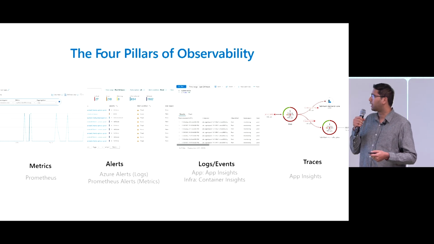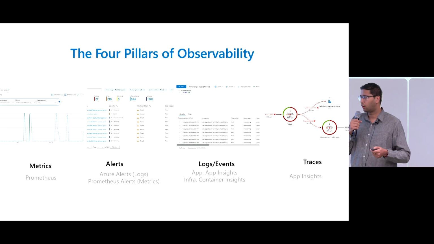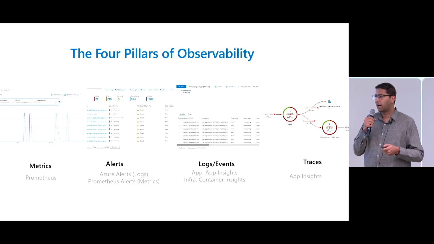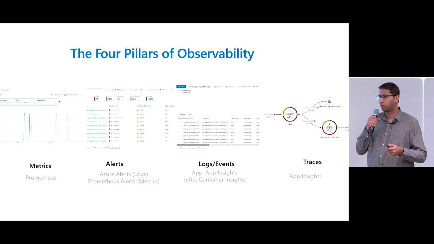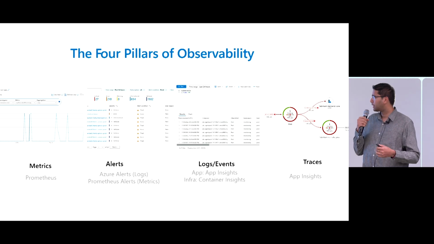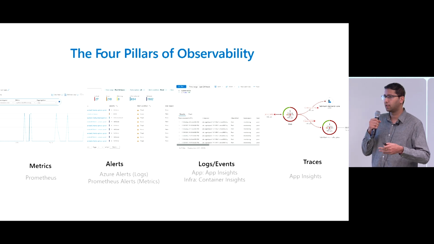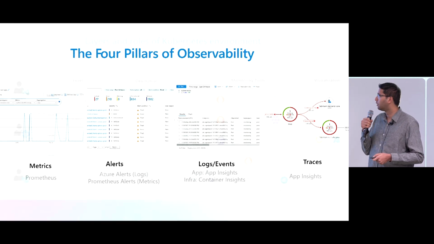So now when it comes to metrics and alerts, our core product is the managed Prometheus offering. It is a highly scalable managed database offering for storing metrics data. For alerts, we have Azure Alerts for logs and Prometheus Alerts for metrics. Finally, closing the loop, for logs from your application, we have App Insights, and for logs from your infrastructure, we have Container Insights. And for traces, we have Application Insights again as well. So I'll talk more in depth, but this is the high-level offering in terms of the core monitoring tenets.